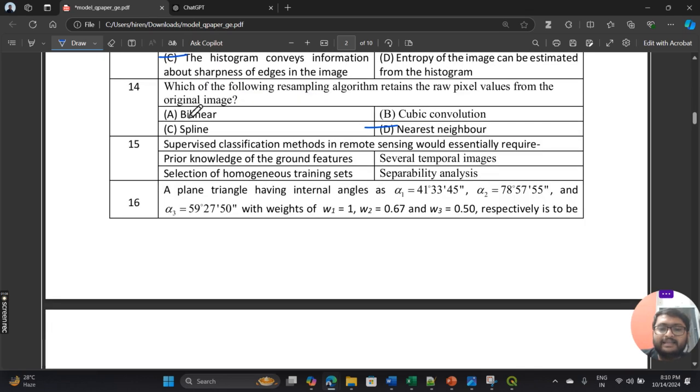Then, supervised classification methods in remote sensing would essentially require prior knowledge of ground features. We should know what is there on the ground, then we can use that information to classify our image.